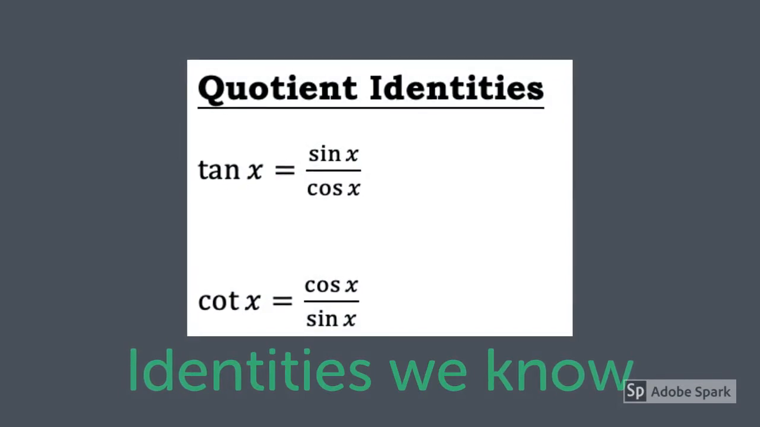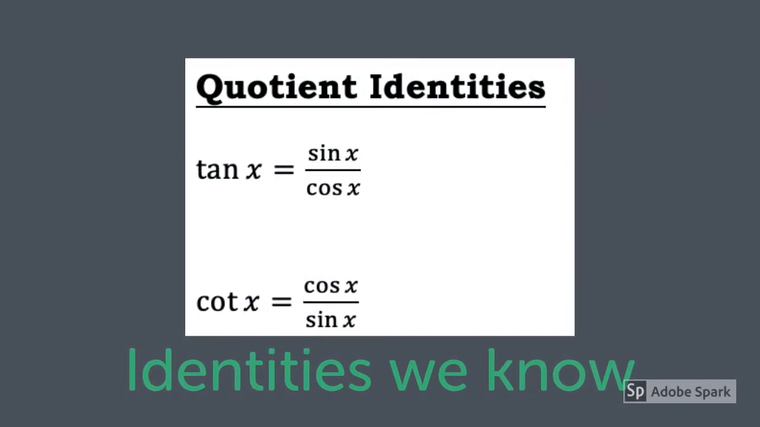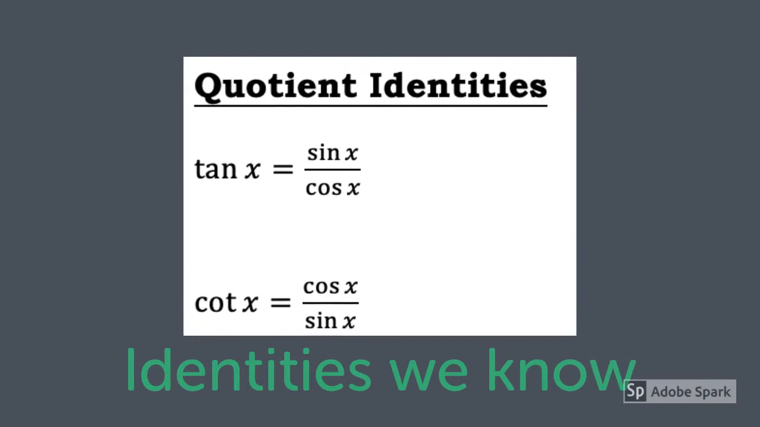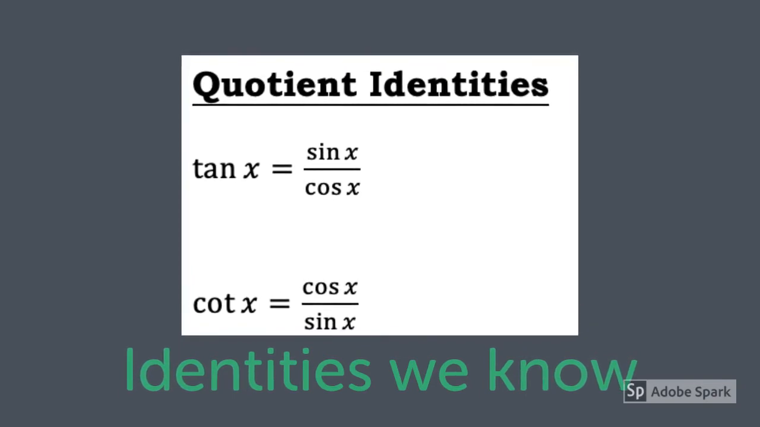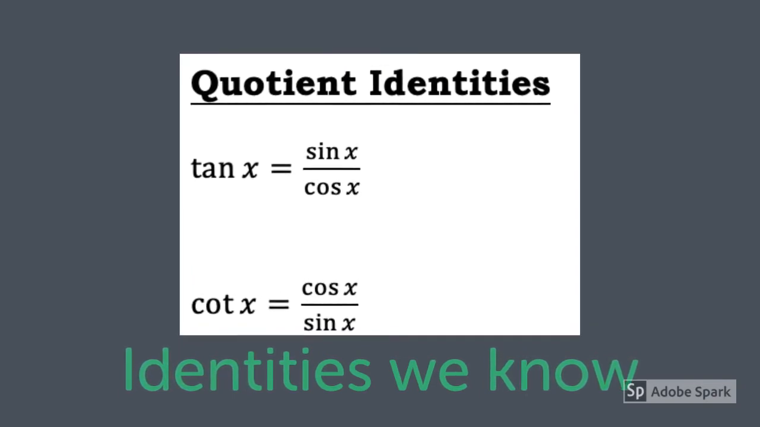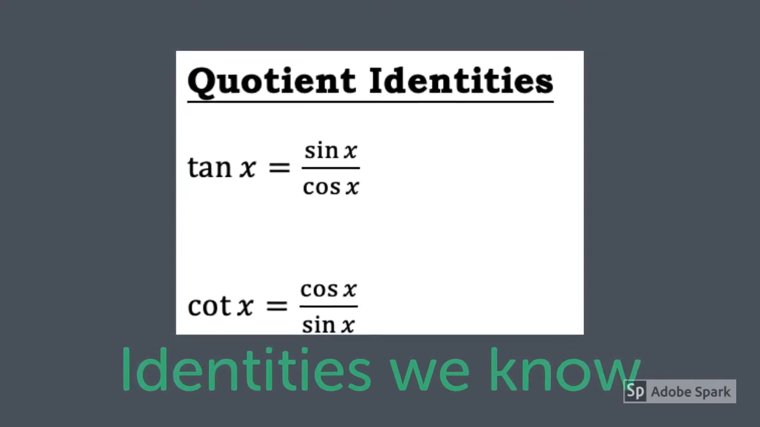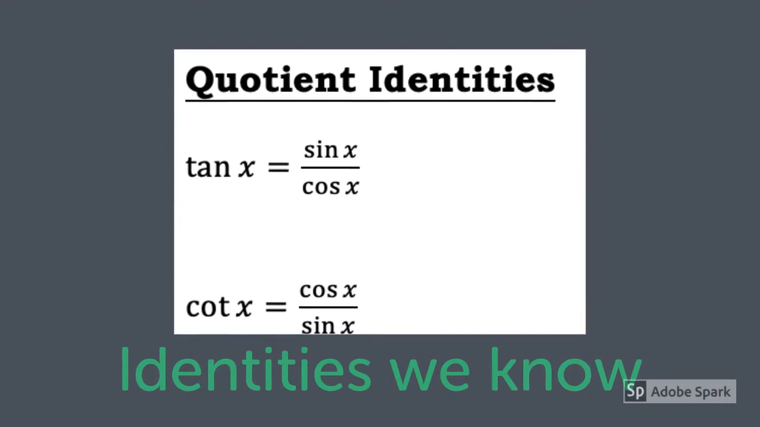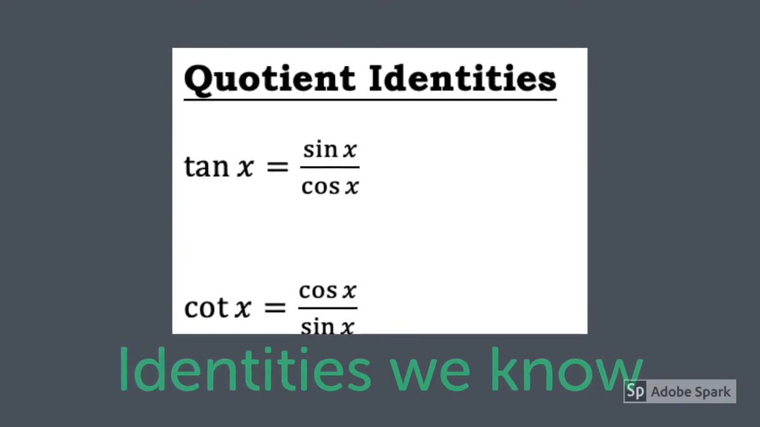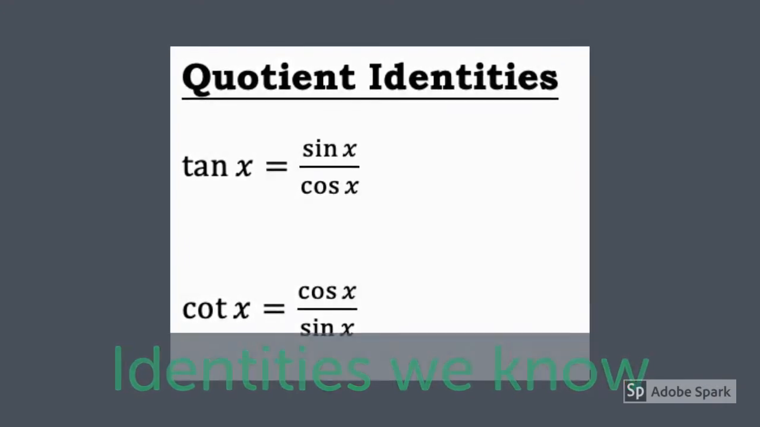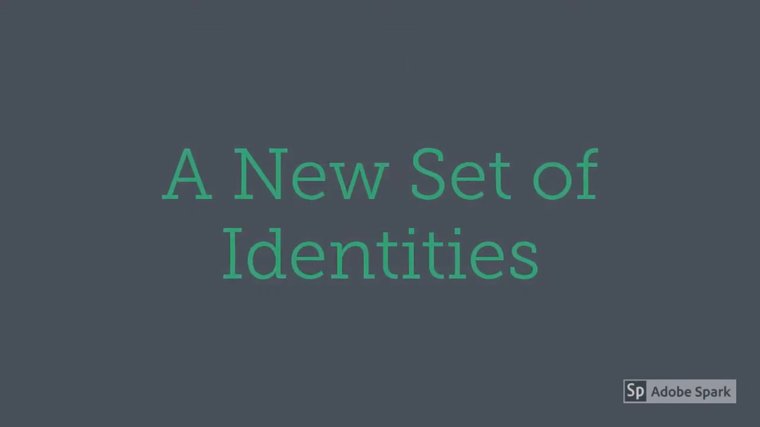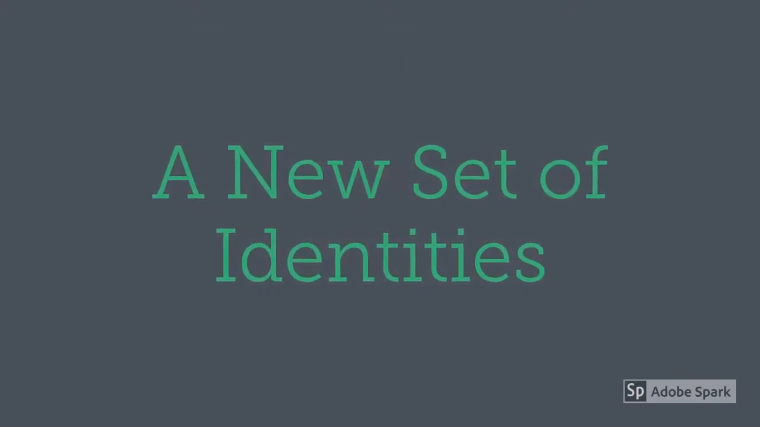It turns out you also know the identities that are officially called the quotient identities. Tangent is sine over cosine, cotangent is cosine over sine. These could be useful again to get rid of a fraction, but more often they are used to turn tangent into sine over cosine, because sometimes it turns out it's easier to work with sines and cosines than it is tangents and cotangents. You should already be familiar with all of the identities that I just mentioned.